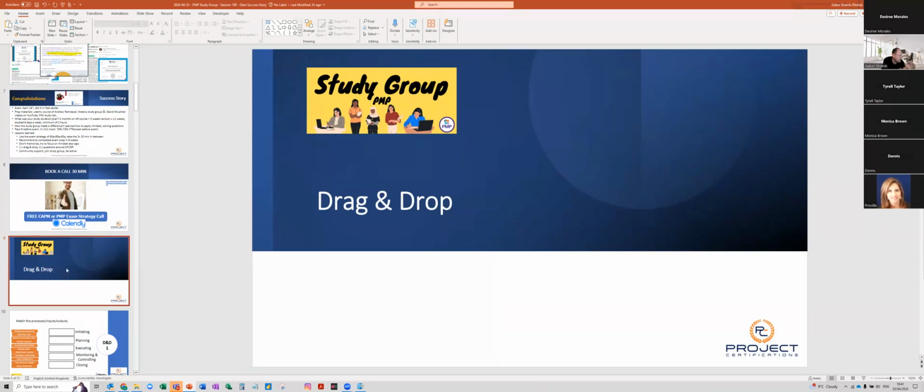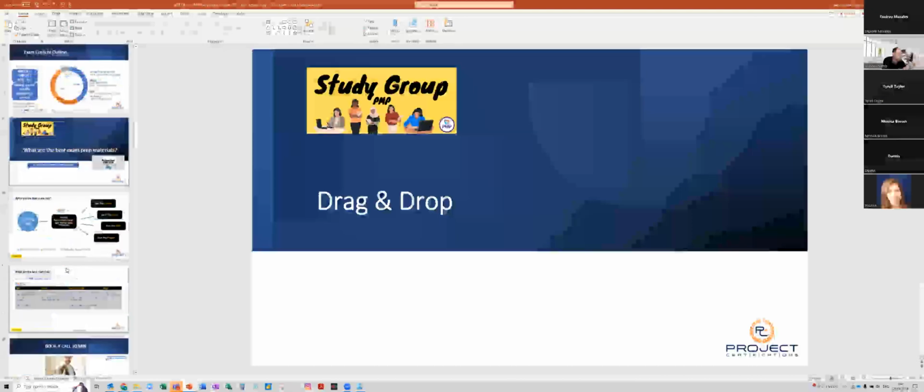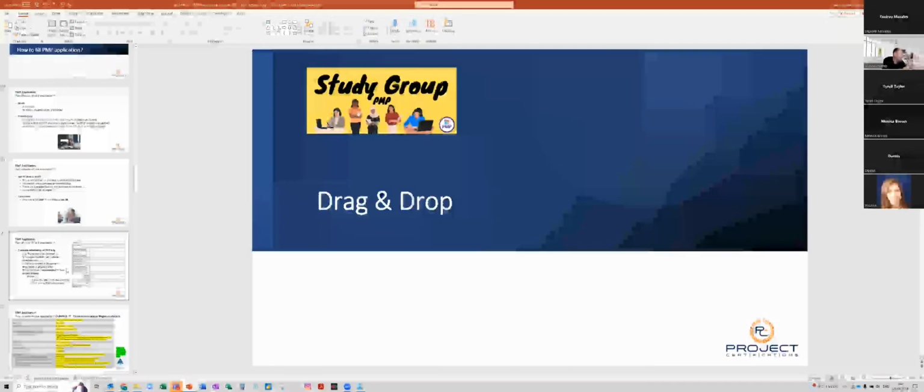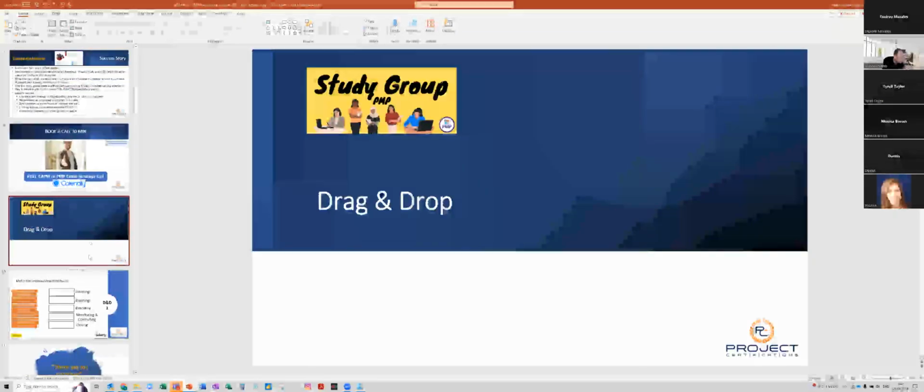The drag and drop exercise. We're going to do this together. And after that, we're going to focus on how to fill out the application itself and what the key examples are that are actually being gathered for today. So that will be the majority of the discussion.